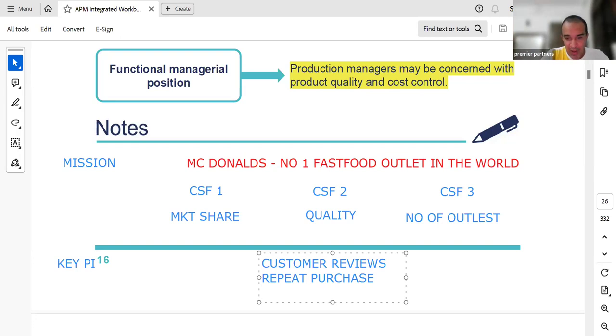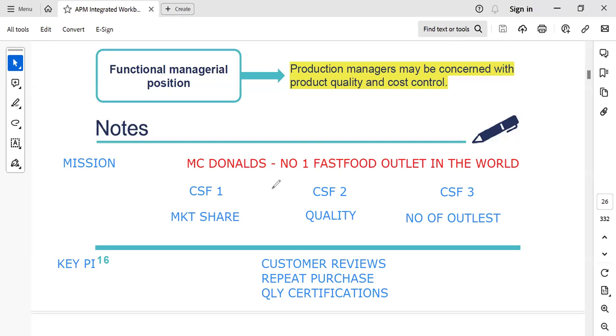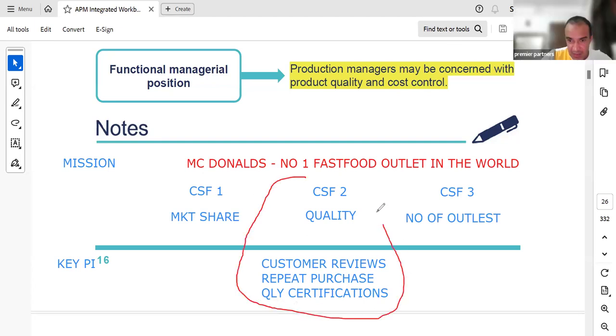Number three, do I have quality certifications? Do I have Sri Lanka standards? Or do I have, you know, an Indian standard maybe? Do I have ISO, International Organization for Standardization, isn't it? If I have quality standards in my product, if I have the logos, that means my quality is good. Now I have three important KPIs which I measure on a periodic basis to ensure that my quality is good. Now, did you understand this part? Yes. So if you ensure your KPIs are achieved, then you take care of your critical success factor number two.